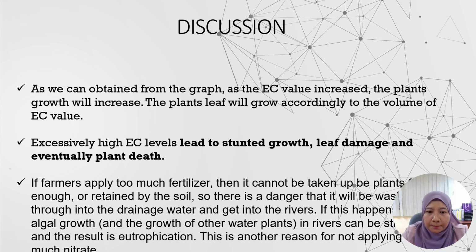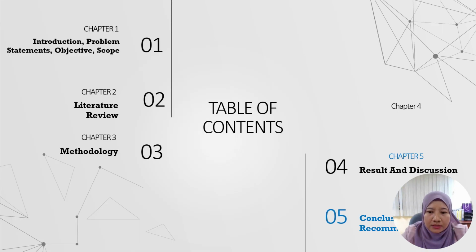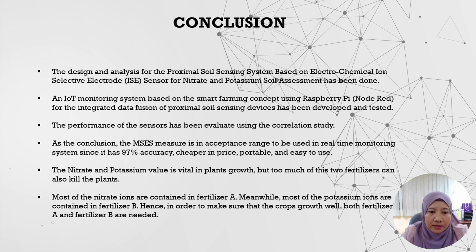So for the conclusion and recommendation, the design and analysis of the proximal soil sensing system based on an electrochemical sensor for nitrate and potassium soil assessment has been done. An IoT monitoring system using the Raspberry Pi and Node-RED for the integrated artificial and proximal soil sensing devices has been developed and tested. The performance of the sensors has been evaluated using a correlation study. For the conclusion, the MSES is within an acceptable range to be used in real-time monitoring systems since it has 97% accuracy, is cheaper in price, portable and easy to use.